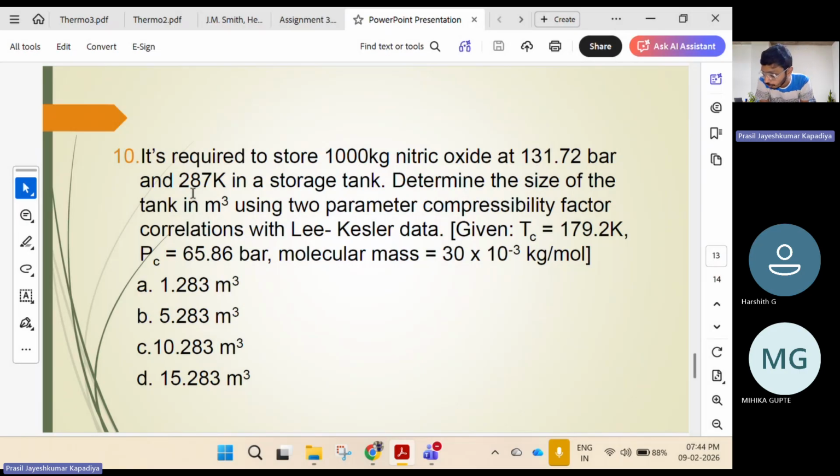So what do you get as your volume? You just put Z is equal to PV by RT and tell me what is the volume you are getting. So that will be the total volume of system. Then we need to multiply it with moles. So first tell me what is the volume you are getting.